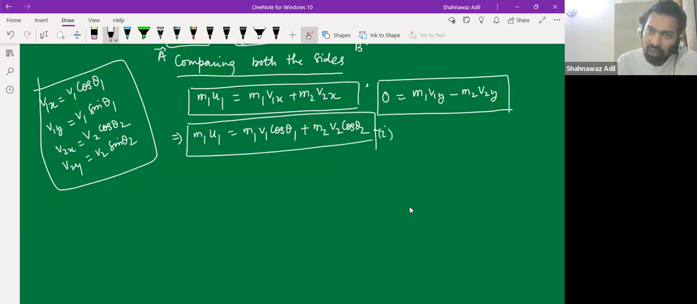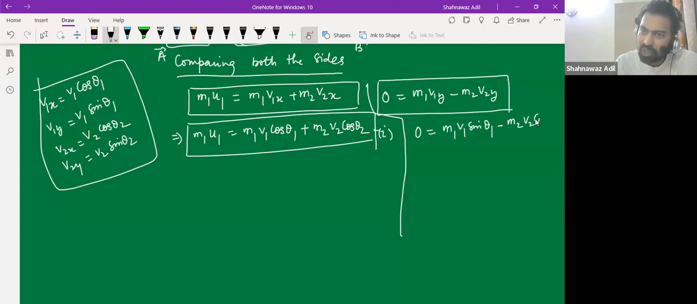And from this one we have 0 equal to M1 V1 sin theta 1 minus M2 V2 sin theta 2. So we have M1 V1 sin theta 1 equal to M2 V2 sin theta 2. So this is the second equation that we have.